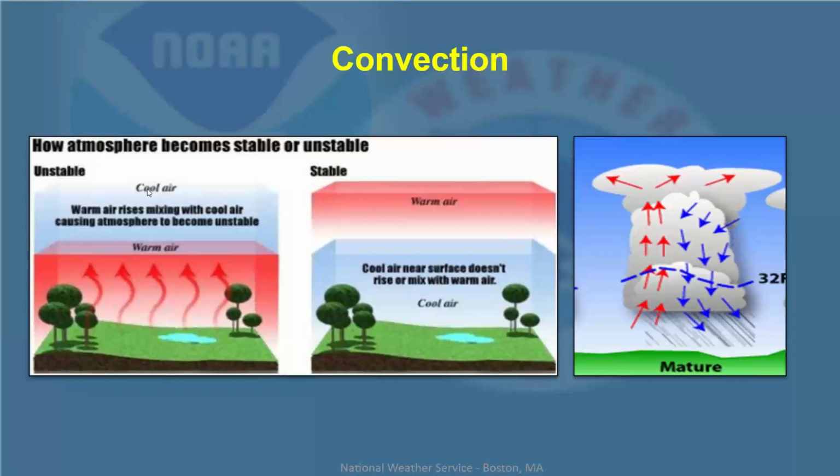The warm air rises, mixes with the cool air, and causes everything to become unstable. Whereas when you have a stable atmosphere, you have cool air near the surface and warm air aloft. So this is kind of like a nighttime situation, and the air can't mix around and develop showers and thunderstorms. We call this a lot of times diurnal heating. It's heating from the sun during the day, and it eases at night.